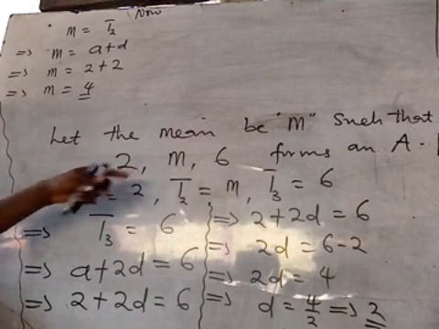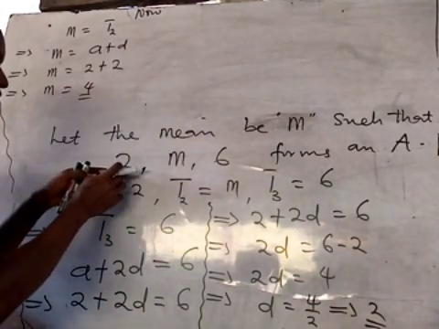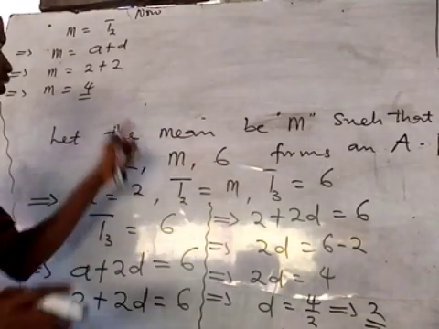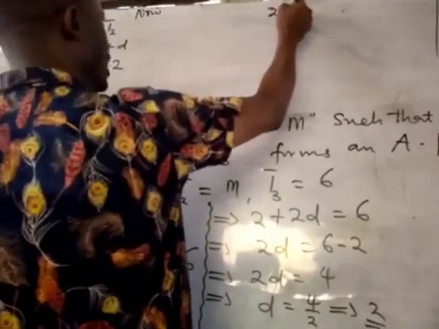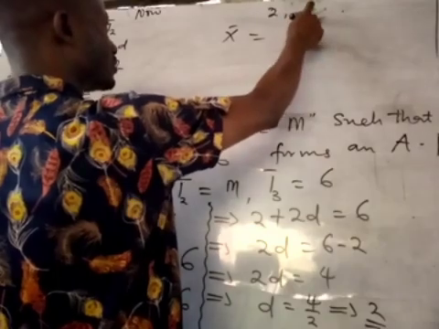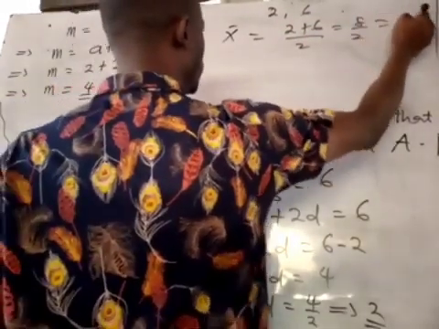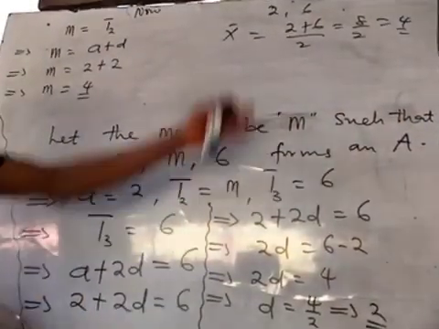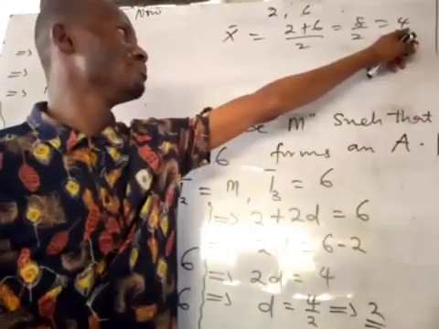This is something we would have done ordinarily, because we can verify that the mean of 2 and 6 is 4. Look at this. If I have the numbers 2 and 6, the mean x bar is equal to the sum of terms, 2 plus 6, over 2, which gives us 8 over 2, which is equal to 4. So this is just a faster way of finding the mean. So 4 is the mean of 2 and 6.